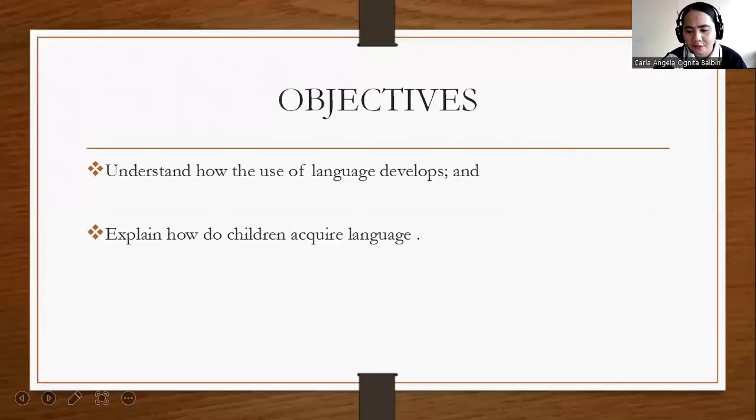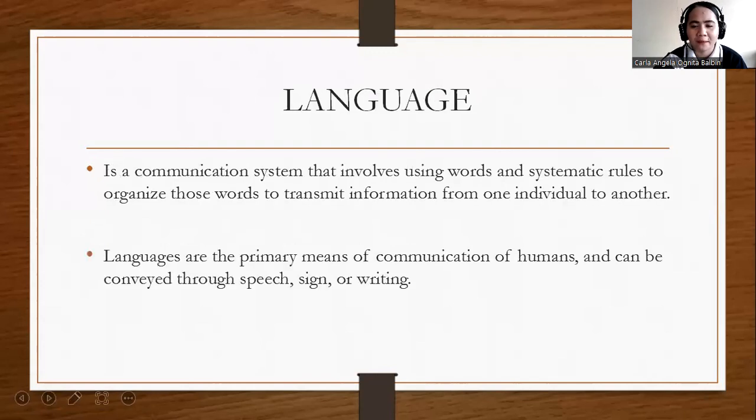At the end of this discussion, we hope that you'll be able to understand how the use of language develops and also explain how children acquire language. Before we proceed to the topic, I have some questions that I would like you to reflect on.